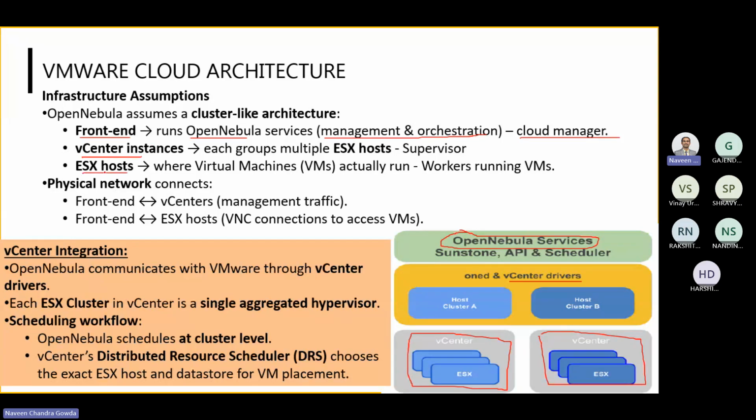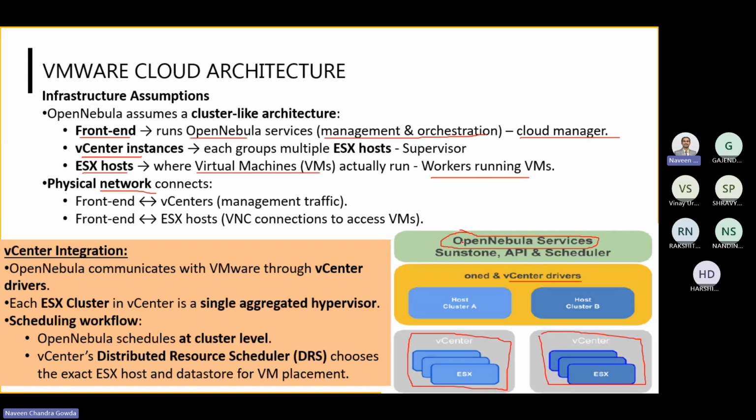Above the ESXi or ESX itself, the different virtual machines will be running. Those are the ones actually performing the task for you. Like this, there are three entities: front end, vCenter instances, and the ESX hypervisors. Now to connect all these three, you need a network. You are connecting the front end to the vCenter, and at the same time, you are connecting the front end to the ESX.